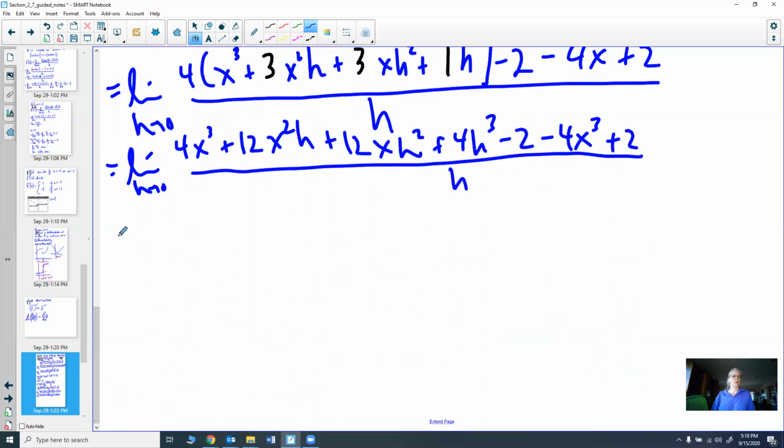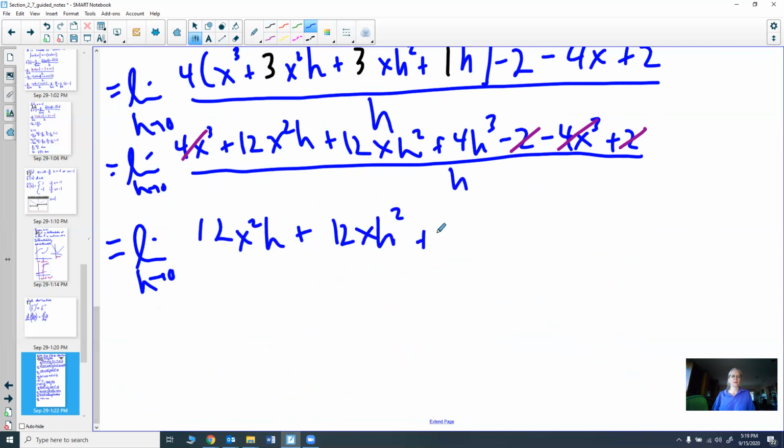All right, we're almost done. This is the limit as h goes to 0. Collect your like terms. See what cancels. The 4x cubed and the 4x cubed will cancel. The 2 and the 2 will cancel. So you're going to end up with 12x squared h plus 12x h squared plus 4h cubed all over h.